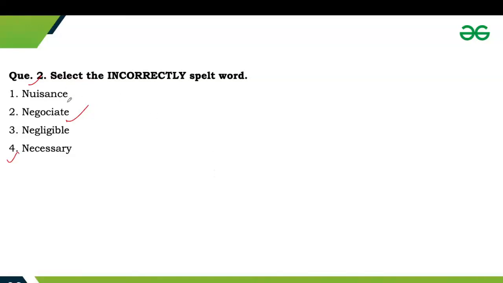So nuisance is correct. Okay, negotiate is wrong. It should be N-E-G-O-T-I-A-T-E. So this is the correct spelling. Negligible is also correct. Necessary is also correct. So second one is the correct answer.